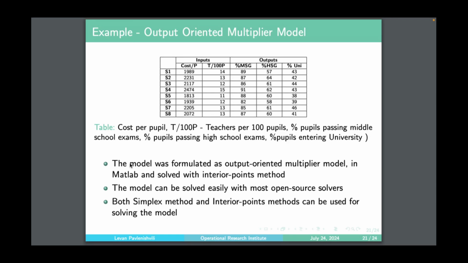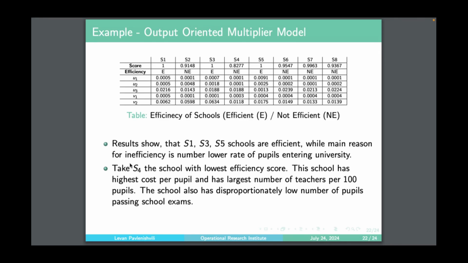Okay, so in both cases, you can solve this either with the simplex method or the interior point method, which is a standard way to solve linear problems. You can solve this with an open source solver easily, very quickly actually. So what we get from these results is this kind of a mapping. What I'm getting here is that S1, S3, and S5 schools are efficient because their efficiency scores theta is 1, okay? I have these values as well.